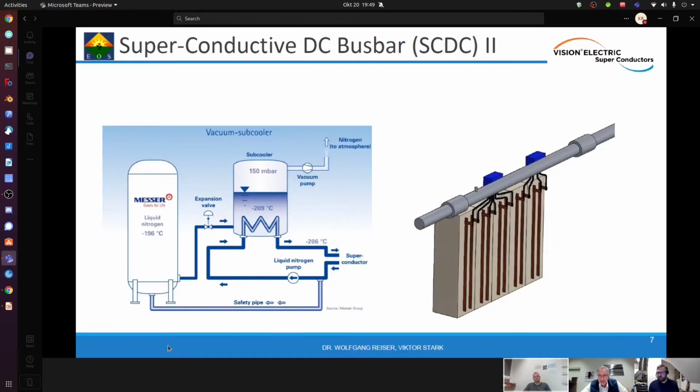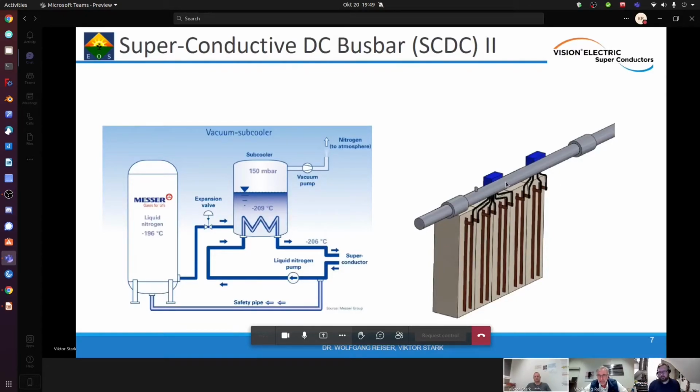Perfect. Thanks. If you look to the right place there, you see those tap-off units, and those tap-off units take off the power that is in this superconducting busbar.